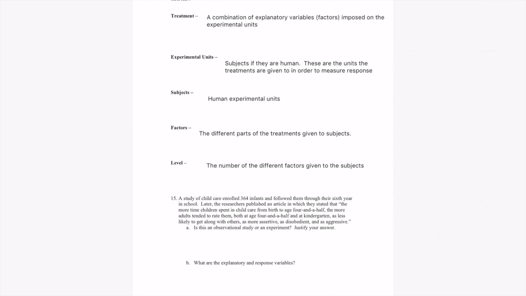So the question that you have to ask yourself is whether there is something being imposed on them that will affect the response. And it feels like here they were just looking at children who were enrolled in daycare or childcare. And so this would be an observational study because nothing was imposed on them. They just observed them in their time spent in childcare. The explanatory variable would be that the students were in childcare for more or less time, and the response would be the rating that the adults tended to give them if they were in that child care.